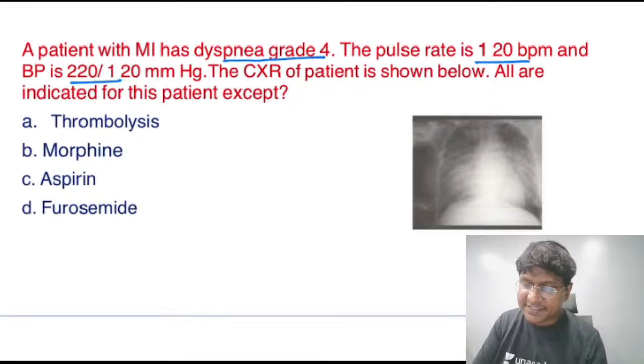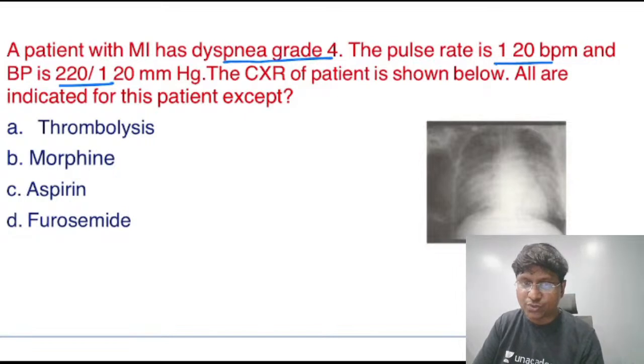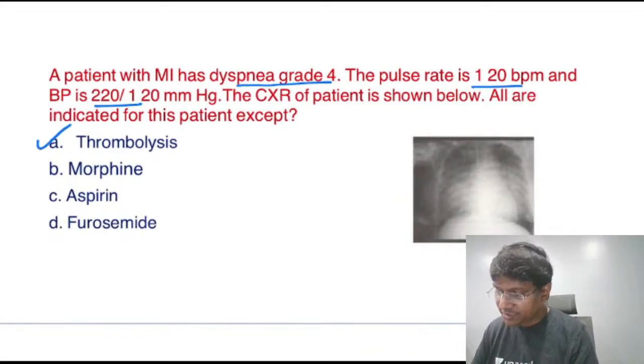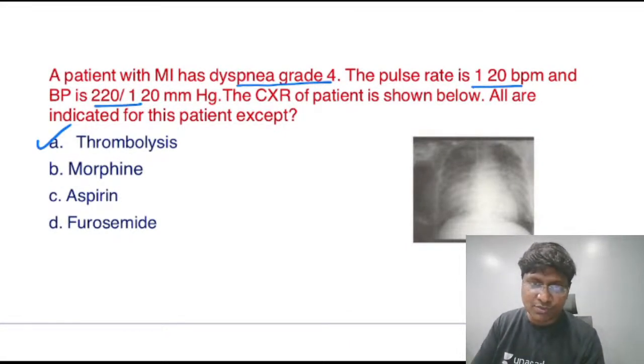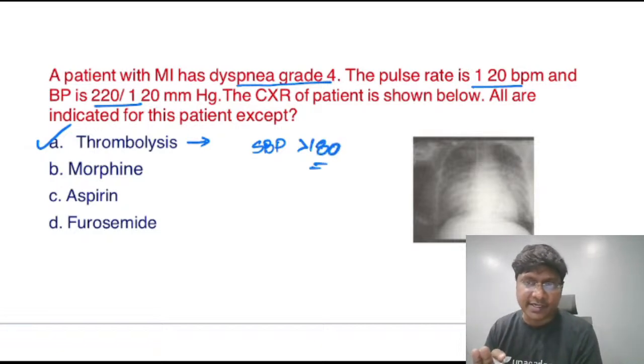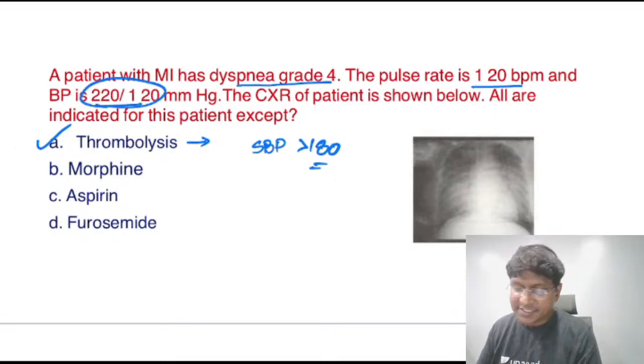Sushant, if you have ST segment elevation only in one lead, that is lead 2, can you consider it as inferior wall MI? How many leads at least should have elevation? More than or equal to 2 contiguous leads. And if you have ST segment elevation only in lead 2, you cannot consider it as inferior wall MI. So in this patient, you should not give thrombolysis. First of all, if the systolic blood pressure is more than 180 millimeters of mercury, thrombolysis is contraindicated. Our patient is having a blood pressure of 220, so never do thrombolysis.